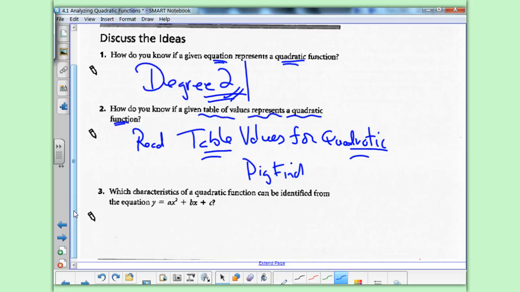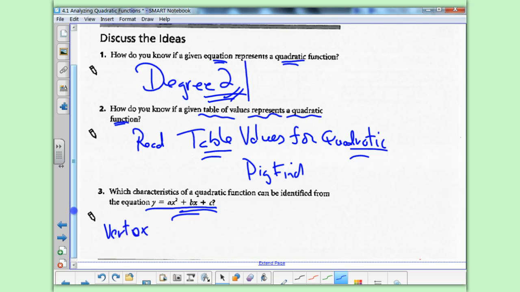Lastly, we'll talk about this one together. And again, I'm hoping you're pausing and playing. So pause: which characteristic of a quad function can be identified by this equation? So if it's in this form, think back to what we did. What's the easiest thing to find out? Can you find out the vertex for this? What's the easiest thing to find when it's written like that?